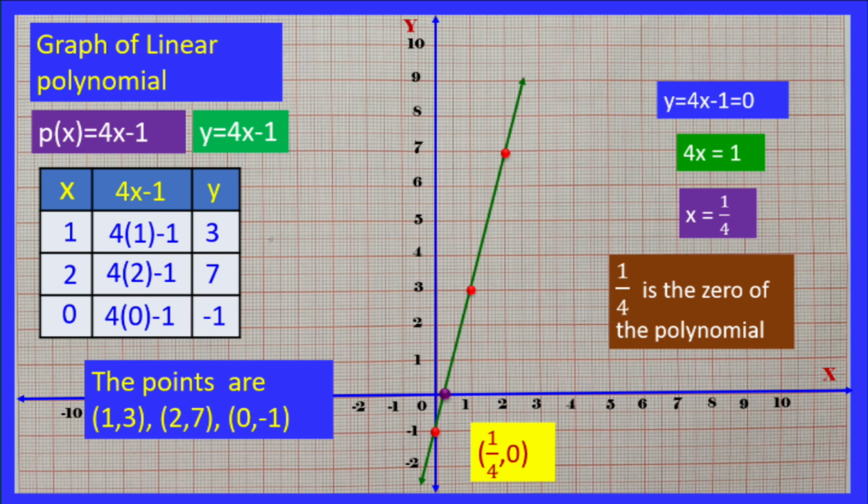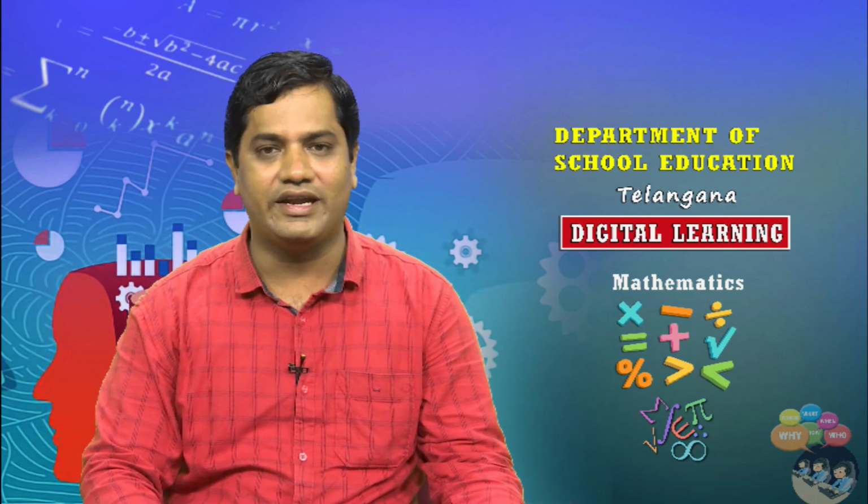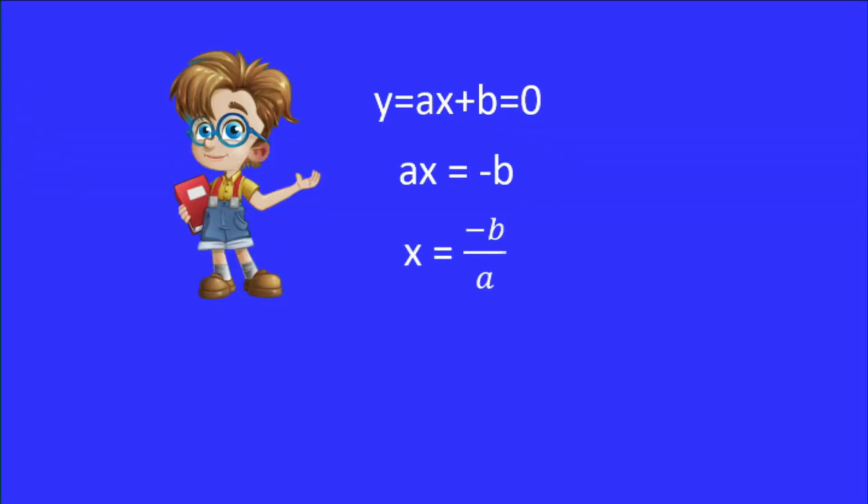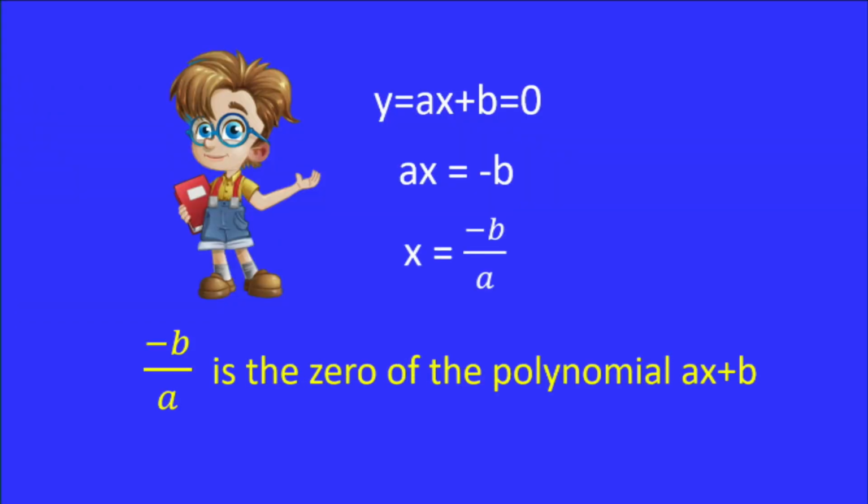By this, you try to draw different linear polynomials in your graph paper and obtain the 0 graphically and check it algebraically. Okay. Generally, if we take ax plus b, we will get the 0 as minus b by a. So, minus b by a is the 0 of the general polynomial ax plus b.